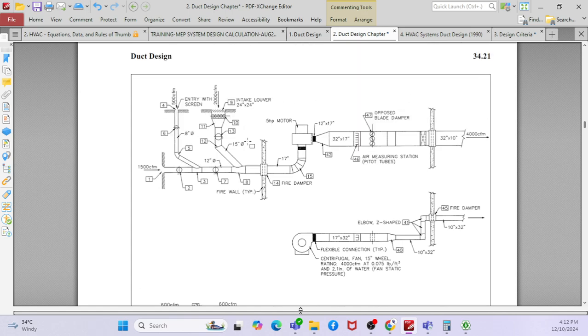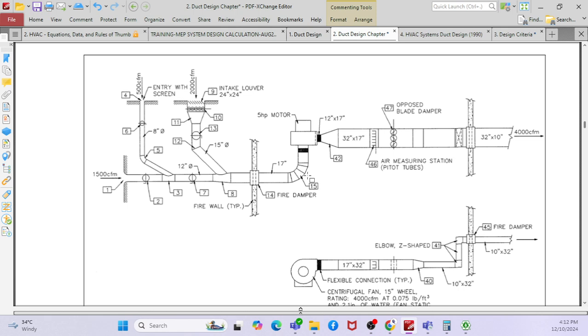Okay, you can see one of the pictures where you have a duct routing. This is the motor or blower, and this is the routing, and you are going to calculate the static pressure, right?